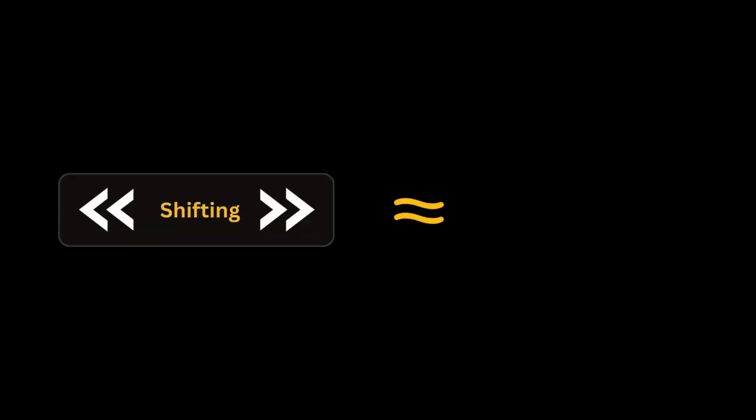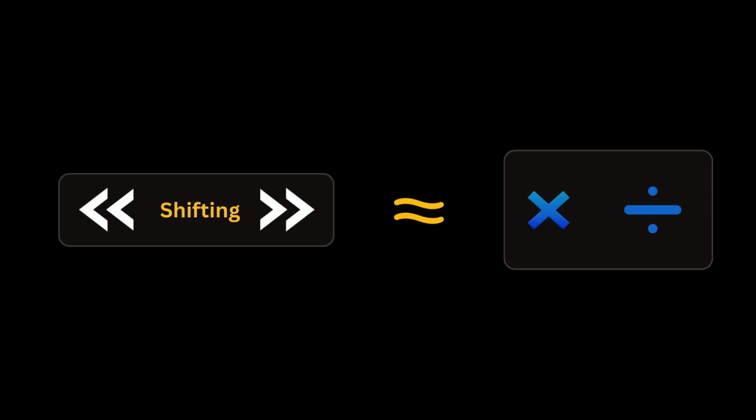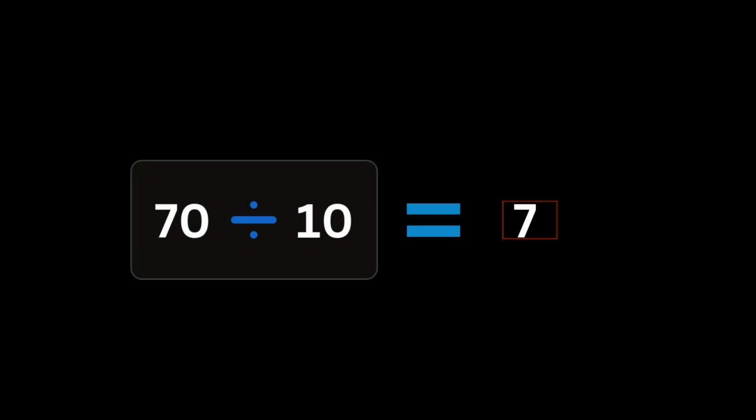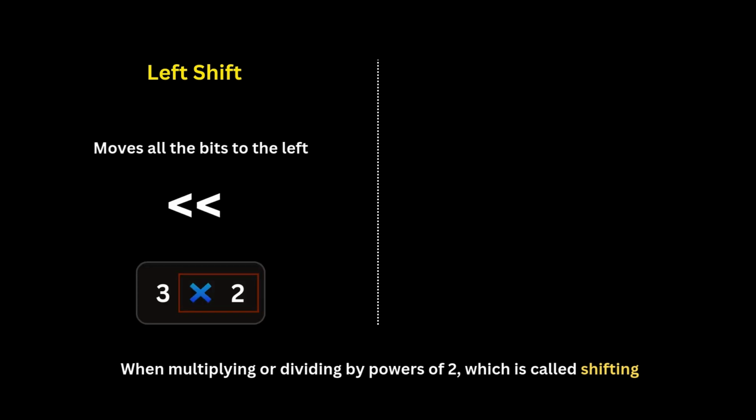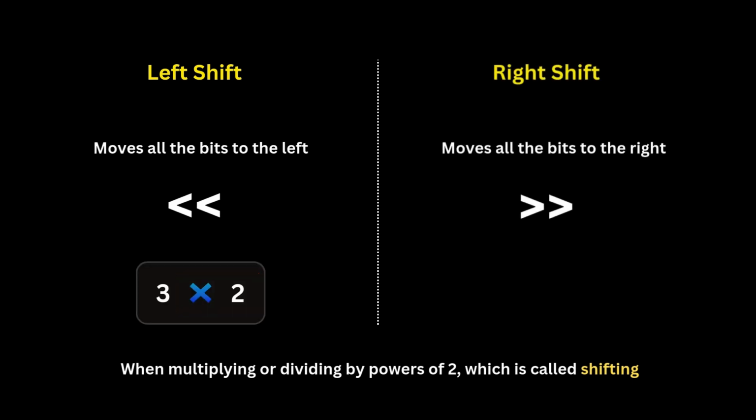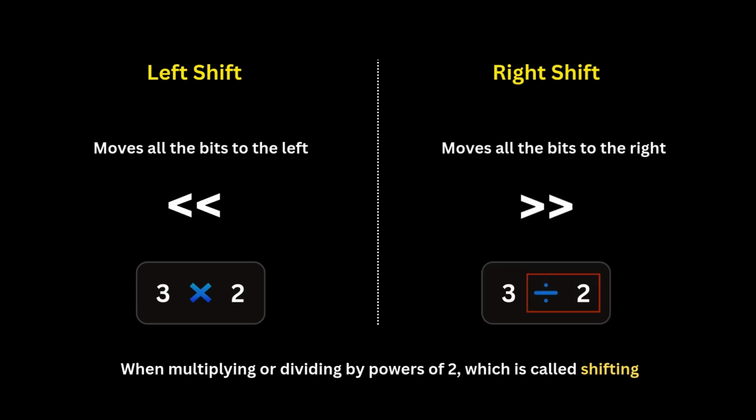It works similarly to what happens when you multiply or divide a number by powers of 10 in base 10. For example, if you multiply an integer by 10, the digits move to the left and zeros fill in on the right. If you divide by 10, the digits move to the right and we can just omit the leading 0 in the left. In binary, it's the same idea when multiplying or dividing by powers of 2, which is called shifting. Left shift moves all the bits to the left, which is like multiplying by 2. Right shift moves all the bits to the right, which is like dividing by 2.